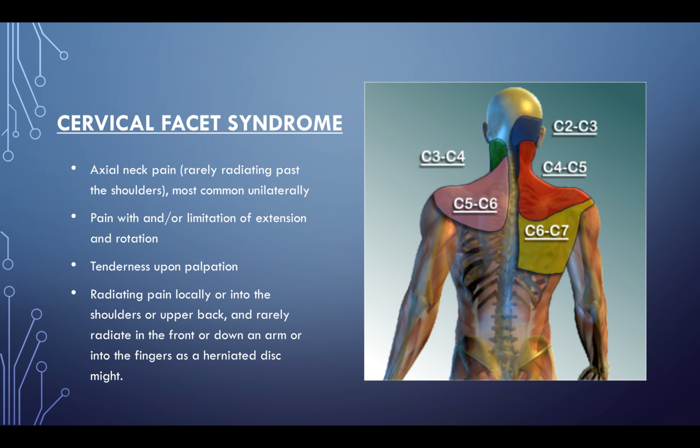Of course, we know that because of the way that the facets sit. If you extend, you're going to have some decrease in the joint space. If you rotate left or right, there will be decrease in the joint space with that as well. Flexion might actually help some patients because it opens up that facet joint space, but we can't have people walking around with their chins tucked to their chest all day. So tenderness will be upon palpation, and the radiating pain locally or into the shoulders and upper back. It'll rarely radiate down in the front or down an arm into the fingers, such as a herniated disc might or some sort of nerve root lesion.